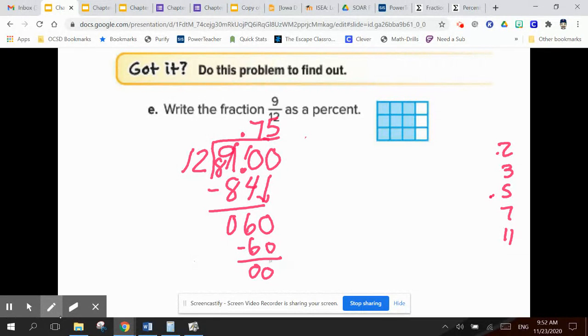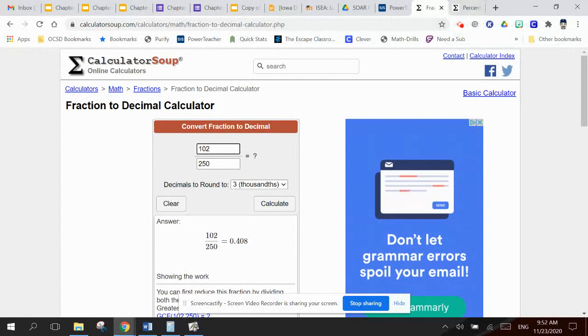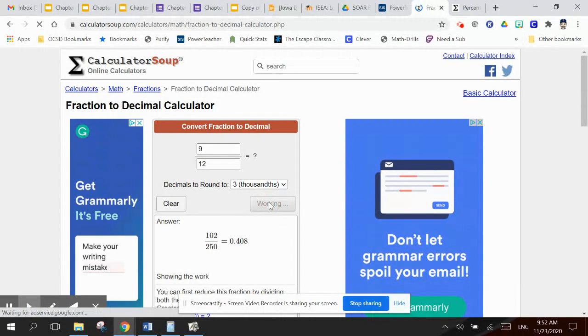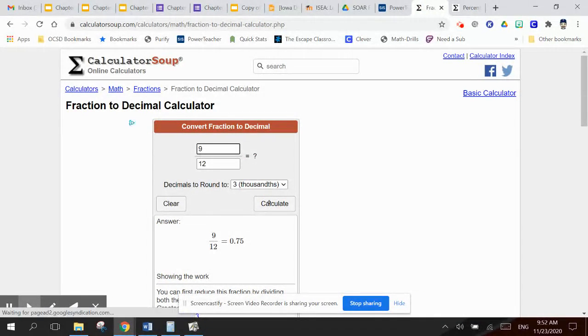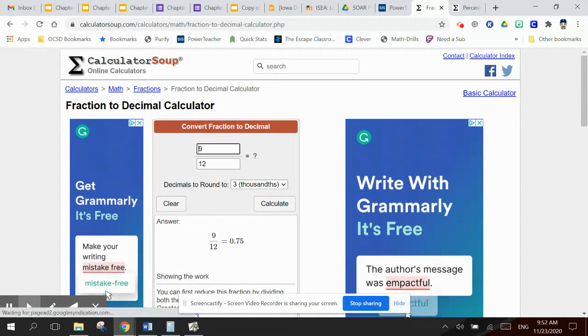This is a long division method. To help with that, it might be beneficial if you use a fraction to decimal calculator. So I can type in the fraction of 9 to 12, and I hit calculate, and here it tells me my answer of 0.75. These calculators will be put on Google Classroom for you.